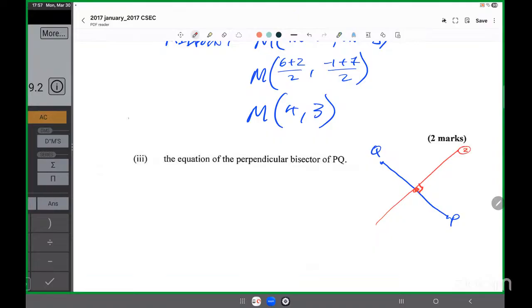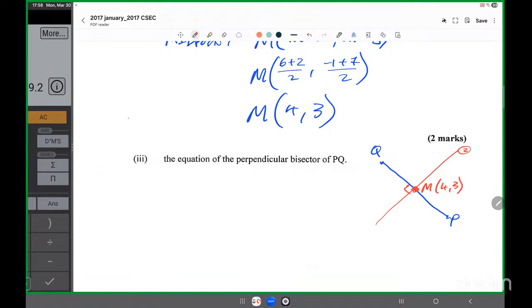So to find the equation of that red perpendicular bisector, we need to know two things about it. We need to know the gradient and a point. The point is already M, because it passes through the midpoint M. This point is M, (4, 3). So the midpoint is already the point it passes through.